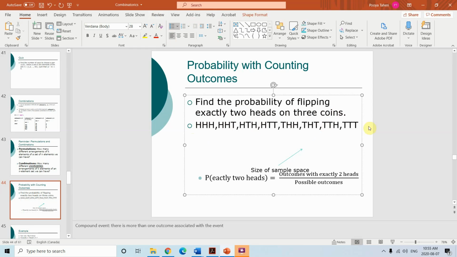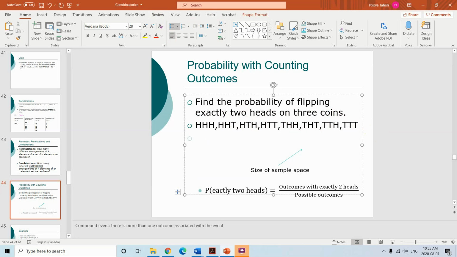So we have 8 different outcomes, right? Why is that the case? Because for each flip we have 2 options and we're doing it 3 times. So that's basically what we have, 2 raised to the power 3. Sorry, 2, not 3. Okay, so we have 8 different outcomes.